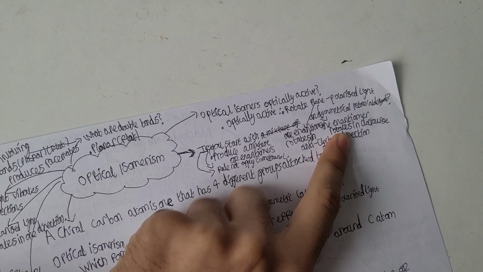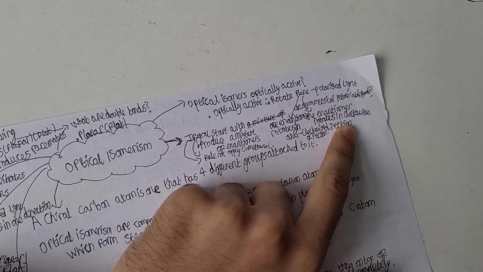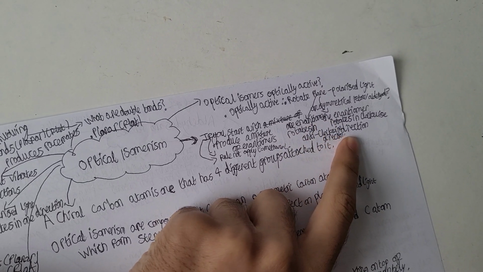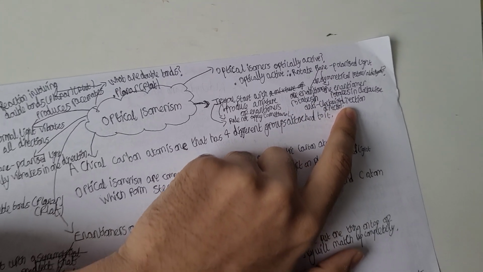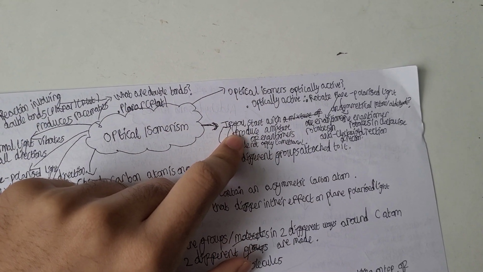Enantiomers rotate plane polarized light. One enantiomer rotates in a clockwise direction. One enantiomer rotates in an anti-clockwise direction. Therefore, you can identify which molecule it is because they rotate in different directions.